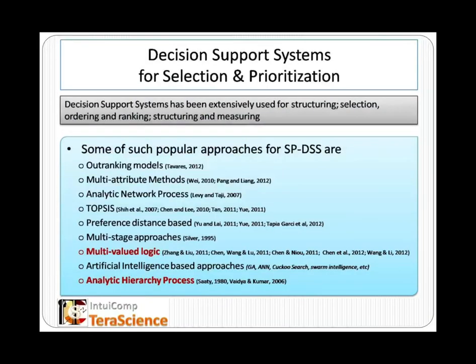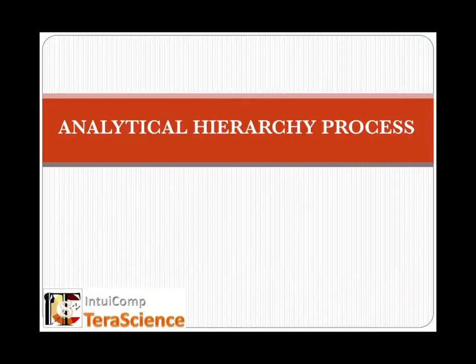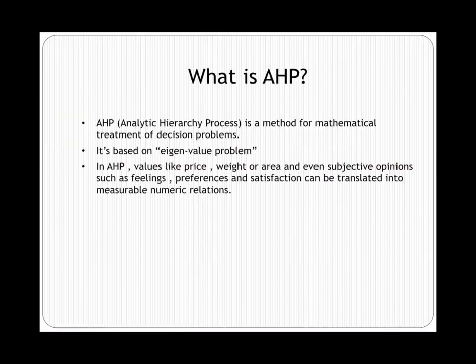The decision support systems for selection and prioritization can be solved with different approaches. We will be specifically talking about two approaches in this presentation. The first one is TOPSIS, and the second is the analytic hierarchy process. We will be talking about AHP or analytic hierarchy process first, and then we will be moving on to TOPSIS. Let's talk about the analytic hierarchy process.